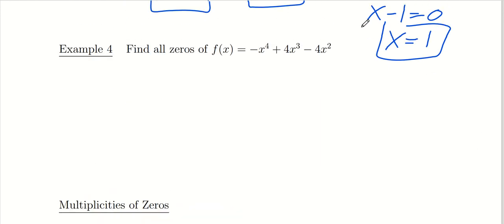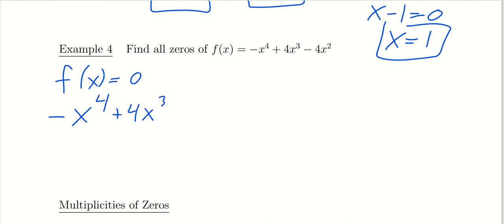Let's take a look at example 4. Again, we want to find all zeros of this function. So we're going to go ahead and set f of x equal to 0. That is negative x to the fourth plus 4x cubed minus 4x squared equals 0.